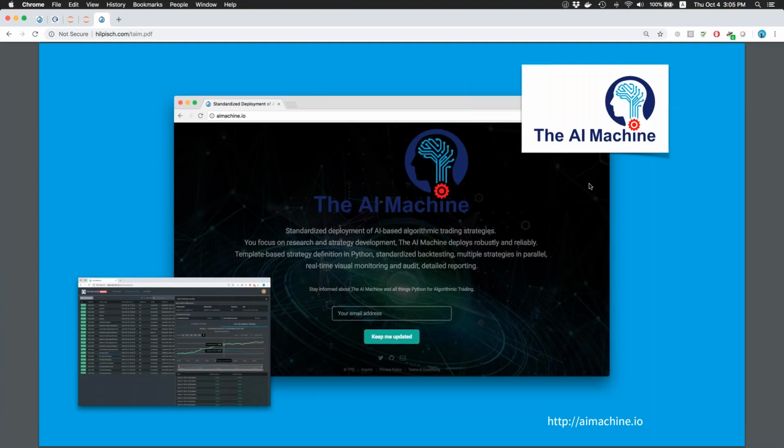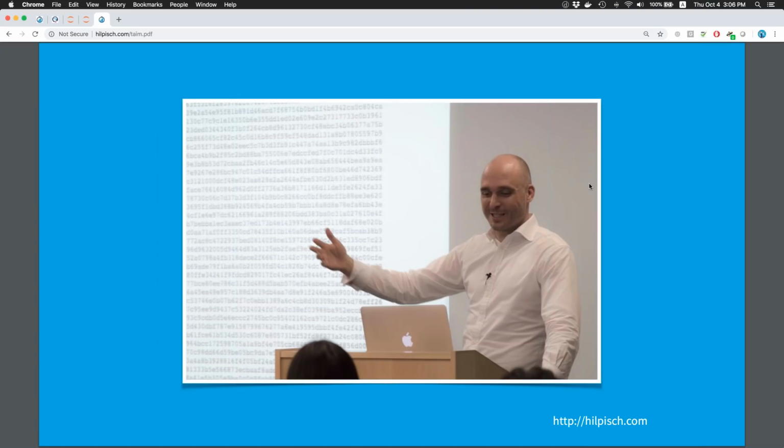What the AI machine allows you to do is template-based strategy definition. We will see this in action. Standardized backtesting, also part of the demo, to run multiple strategies in parallel. We might run maybe 2, for example, in parallel. And the real-time visual monitoring and audit, as well as detailed reporting afterwards. So this is what today's session is about. It's, so to say, a status update with regard to our ongoing project, which we implement with an experienced team in India, Hyderabad.